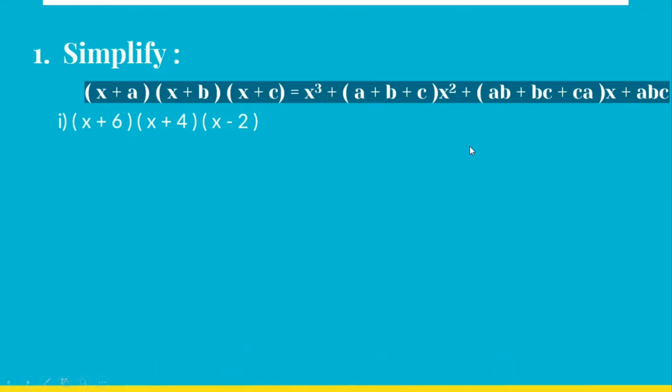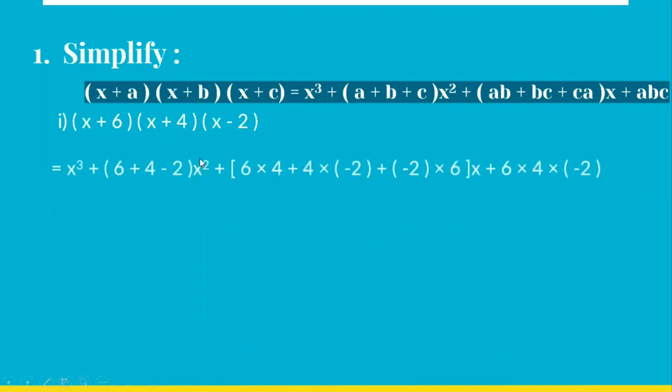So we have the first question: (x + 6)(x + 4)(x - 2). We are going to expand this. Just looking at the identity and comparing, you can see the values. Let us put the values. x cube plus (a + b + c), so it is (6 + 4 - 2) multiplied by x square plus (ab + bc + ca) into x plus abc. So 6 plus 4 is 10 and 10 minus 2 is 8.